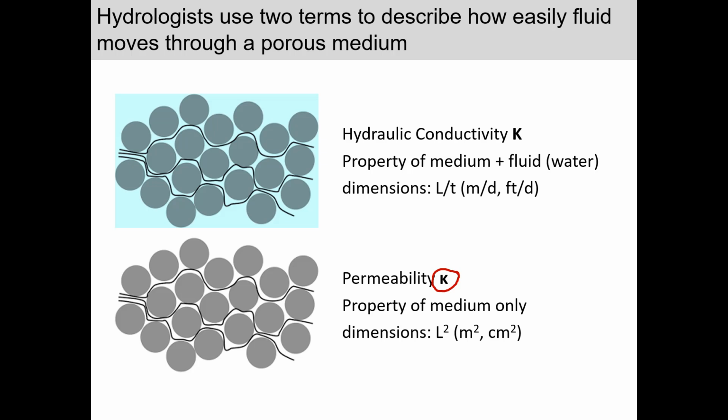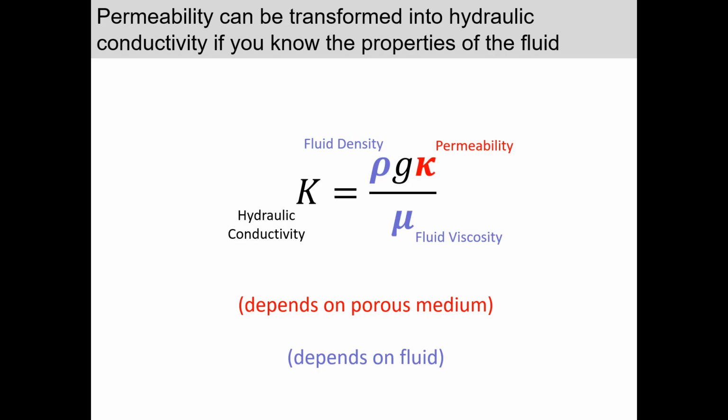So the idea is that hydraulic conductivity is a term that describes the ease with which water specifically can move through a porous medium. We can relate these two terms together if we know the properties of the fluid. So in this equation here, we have the hydraulic conductivity K, and we can see that this can be expressed as a function of the permeability and then the other terms in blue, which are functions of the fluid: the density of the fluid and the viscosity, or the stickiness of the fluid. g is the gravitational acceleration due to gravity.